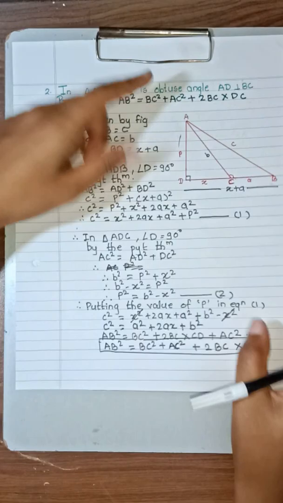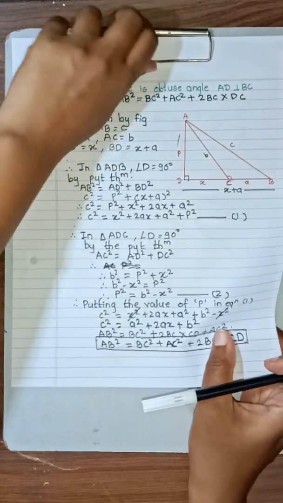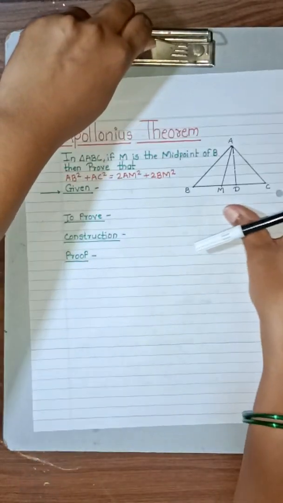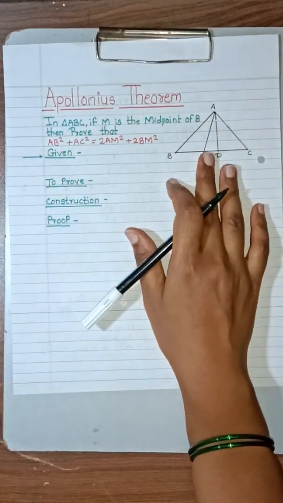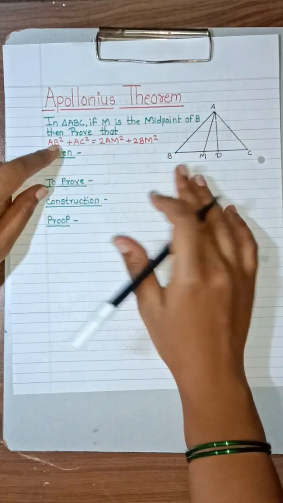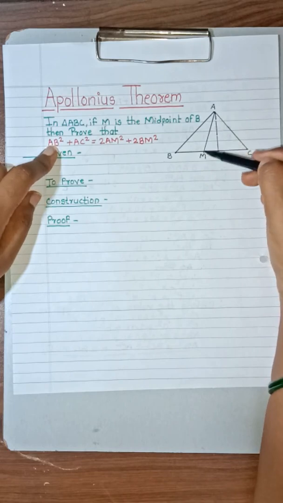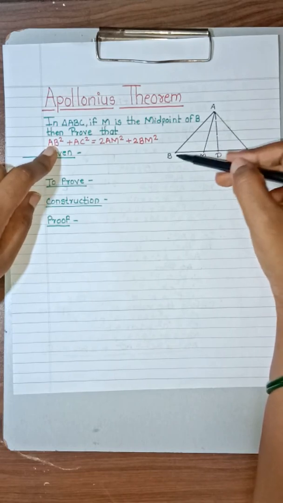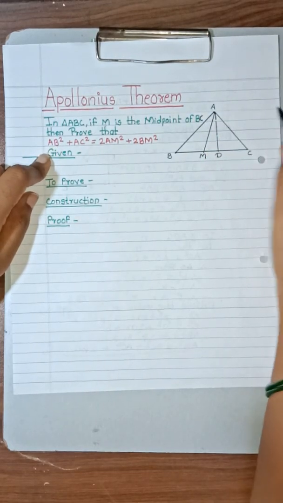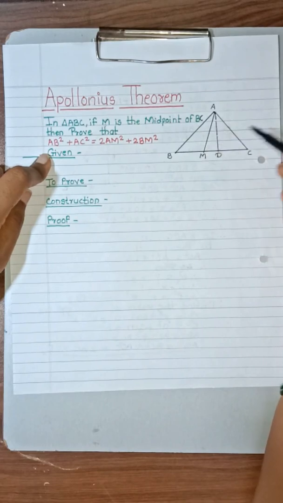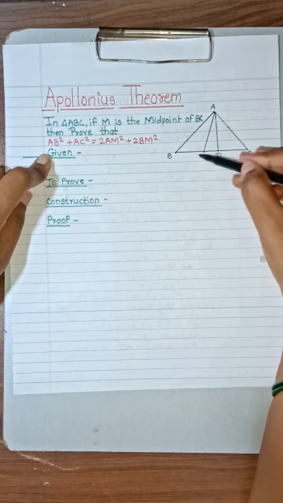Now using this acute angle theorem and obtuse angle theorem, we are going to study the Apollonius theorem. Now children, they have given here the Apollonius theorem. For that, they have given a triangle ABC, and they have said that M is the midpoint of BC. Then we have to prove that AB square plus AC square is equal to twice AM square plus BM square.